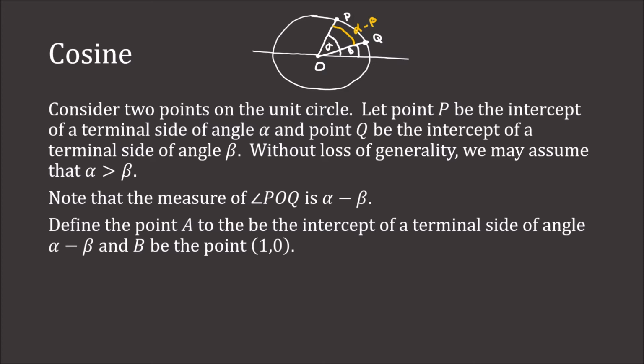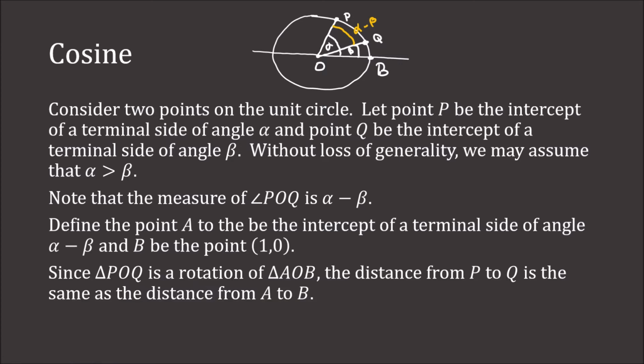Now define the point A to be the intercept of a terminal side of angle alpha minus beta, and B to be the point (1, 0). Okay, so (1, 0) would be right here, so there's B. And then the point A would be some point that makes an angle alpha minus beta. Since the triangle POQ is the rotation of the triangle AOB, the distance from P to Q is the same as the distance from A to B.